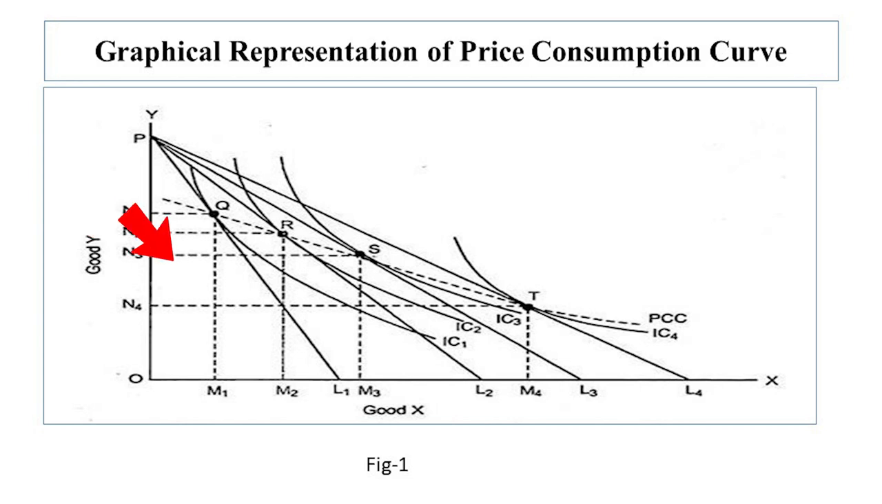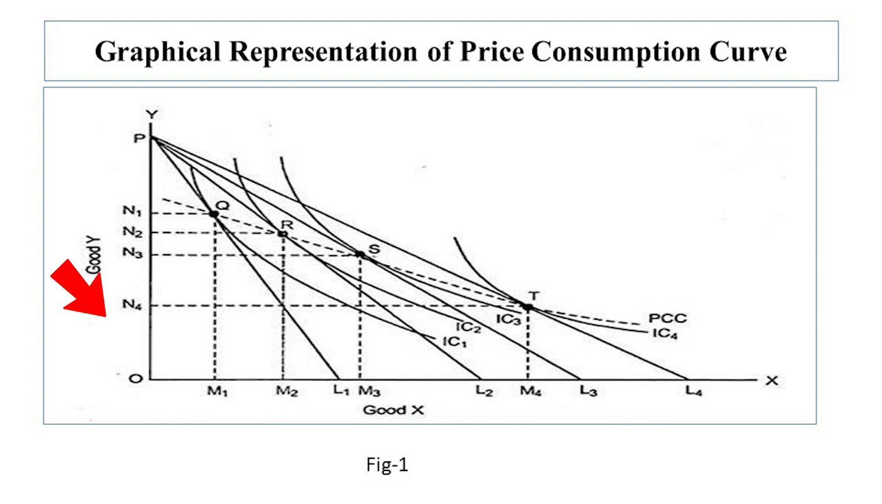Suppose that price of X further falls so that PL3 is now the relevant price line. With budget line PL3, the consumer is in equilibrium at S on indifference curve IC3, where he has OM3 of X and ON3 of Y commodity. If the price of good X falls still further, so that budget line now takes the position of PL4, the consumer now attains equilibrium at T on indifference curve IC4 and has OM4 of X and ON4 of Y commodity.